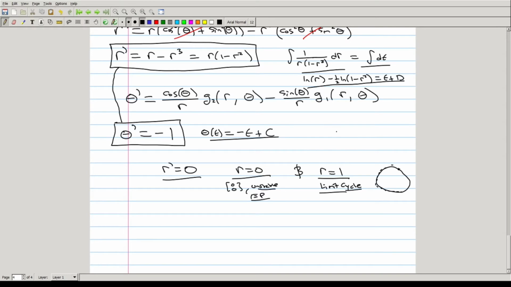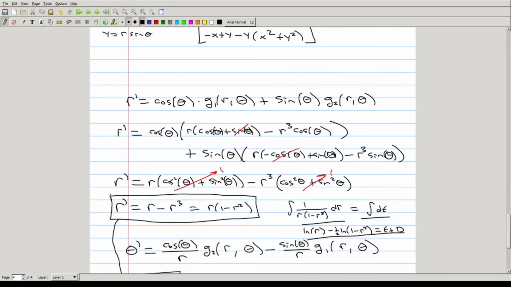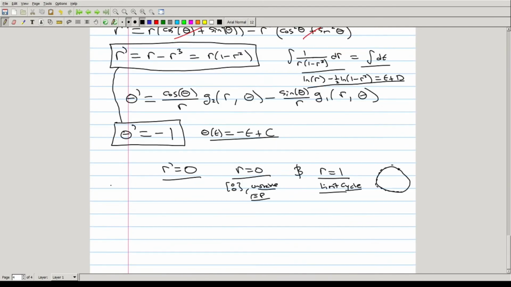And we predicted that without even going through and solving the differential equation for r. And this method will always be able to give you some insight into this idea. So let's go through and take a look at what these limit cycles look like.